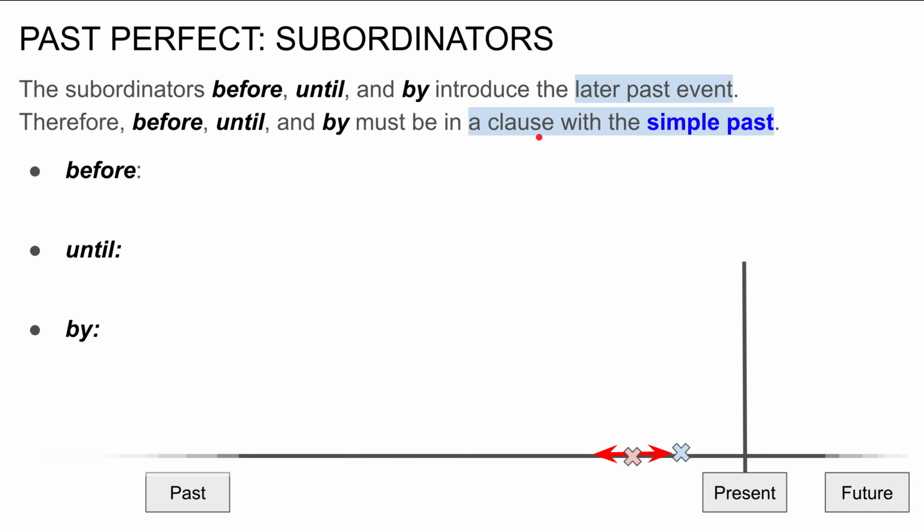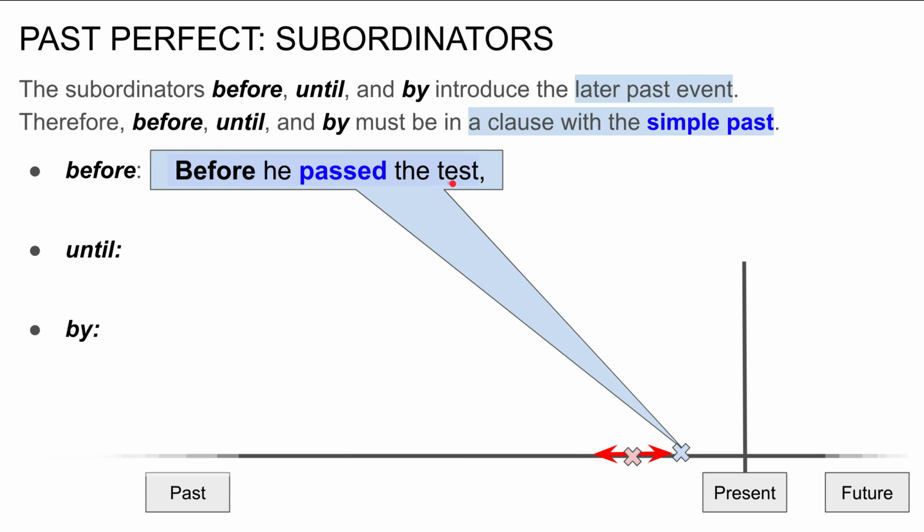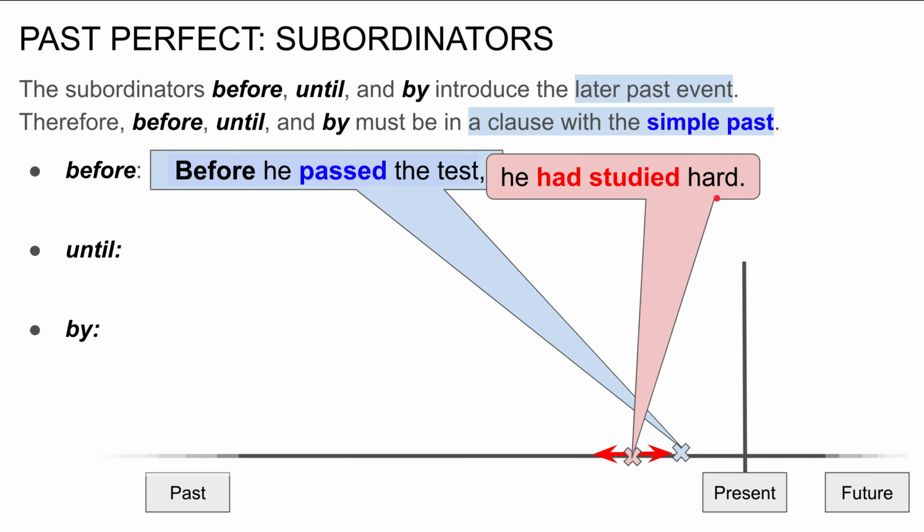Okay, so for example, looking at before: before he passed the test, introducing the later event. He had studied hard, introducing the first event. So before he passed the test, he had studied hard. Keep in mind that we use before to introduce the later event.